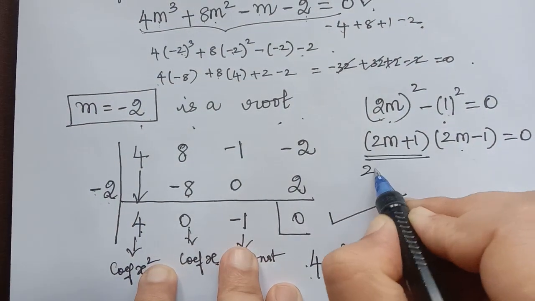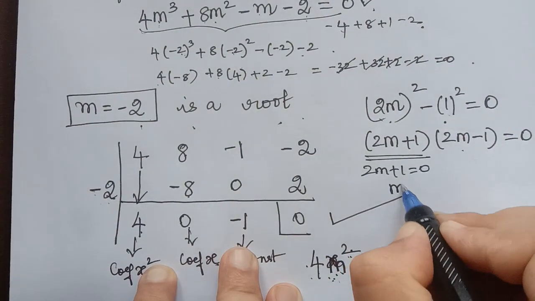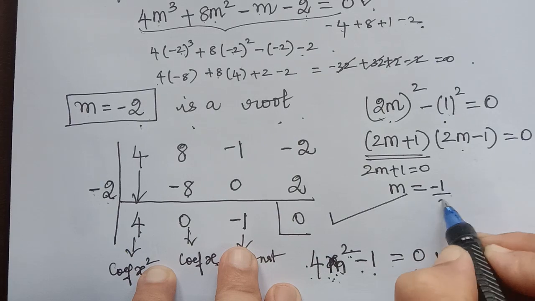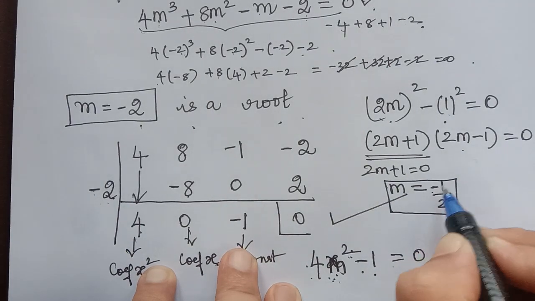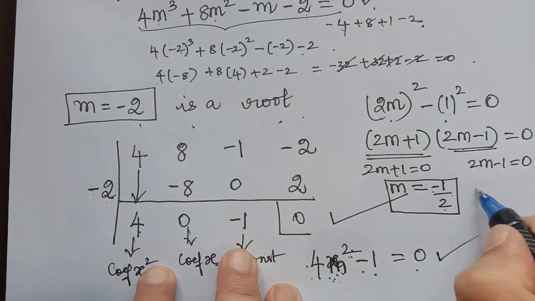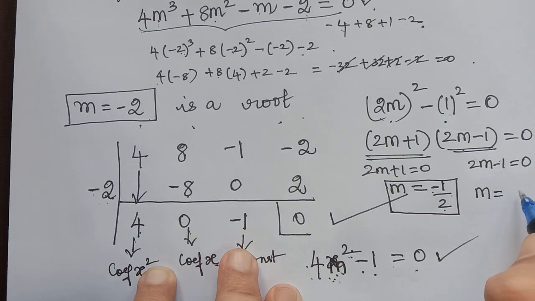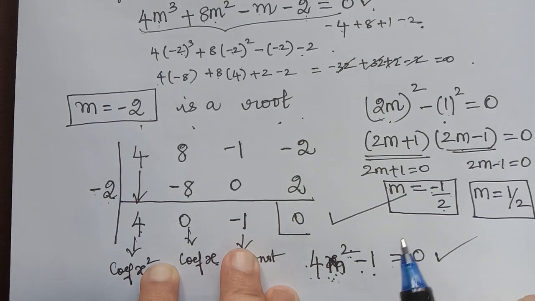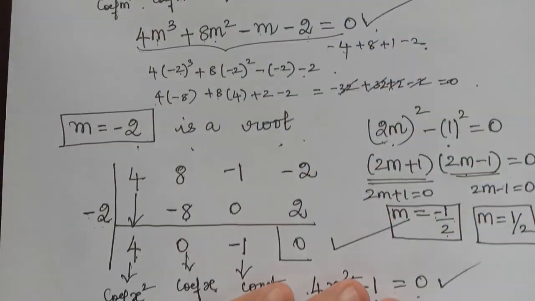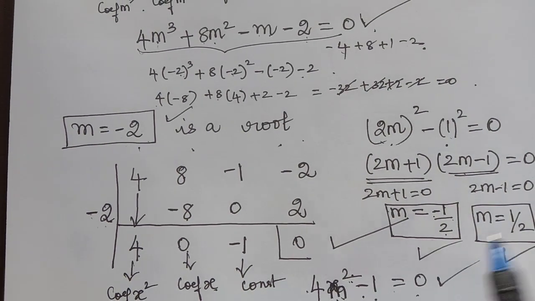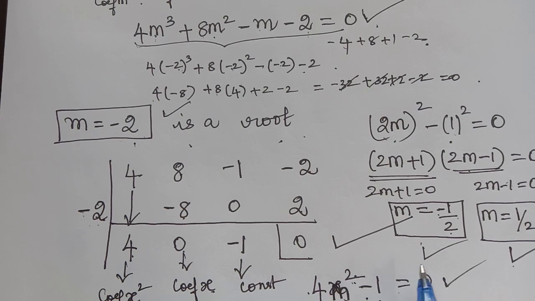So from this we get 2m plus 1 is equal to 0, and so the value of m will be equal to, taking this 1 to the other side, it becomes minus 1 divided by 2. So the value of m is equal to minus 1 by 2. Now from this, 2m minus 1 will be equal to 0, and the value of m will be equal to, taking this 1 to the other side, it becomes 1 divided by this 2, so 1 by 2. So all the four roots of m we have found, which is m is equal to 2 is a root, m is equal to minus 2 is a root, and m equal to minus 1 by 2 and 1 by 2 are also roots. So four roots we have obtained for m.